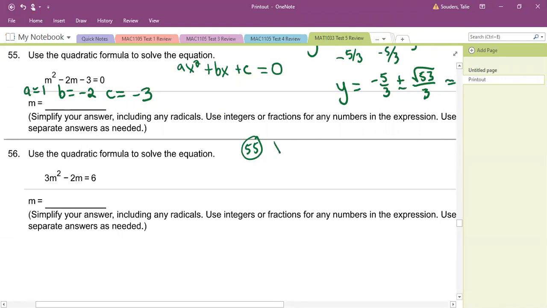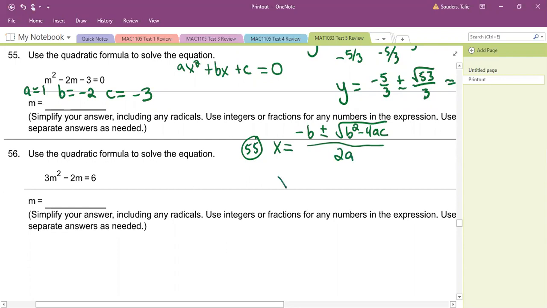It's negative B plus or minus the square root of B squared minus 4ac, all over 2a. Very good. And now let's plug the numbers into it.